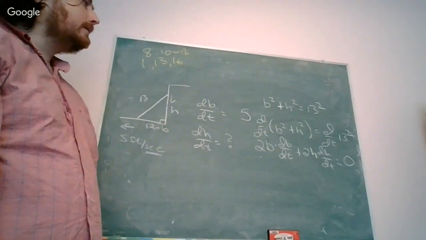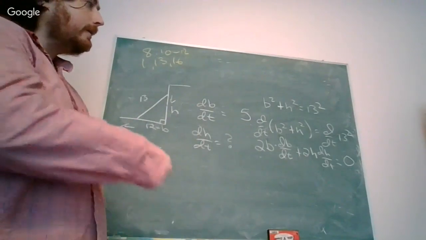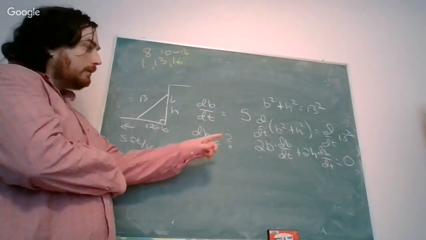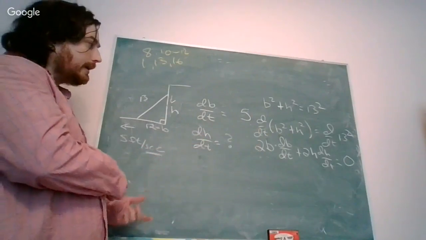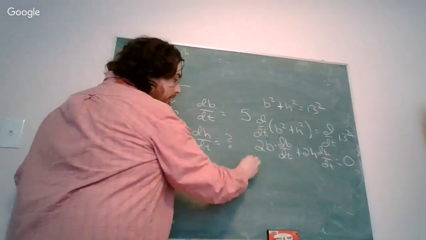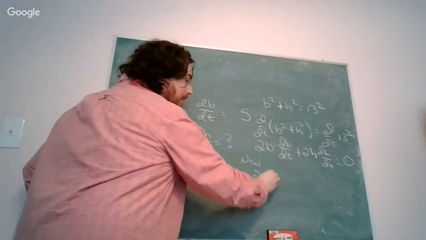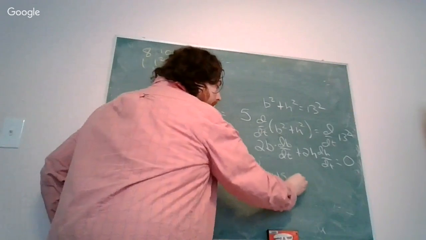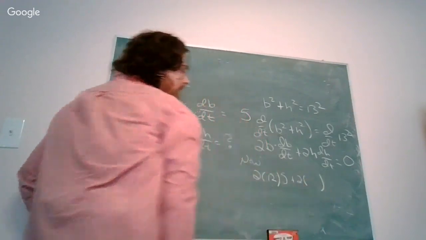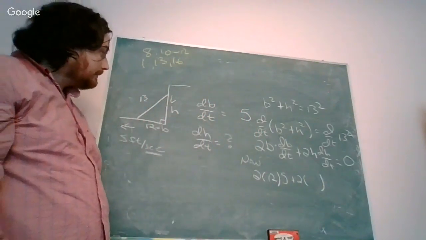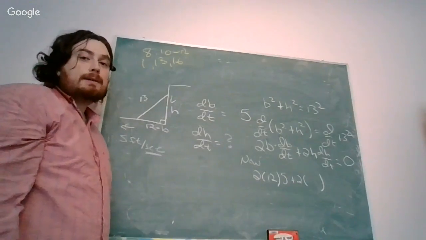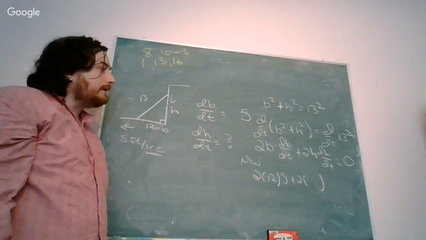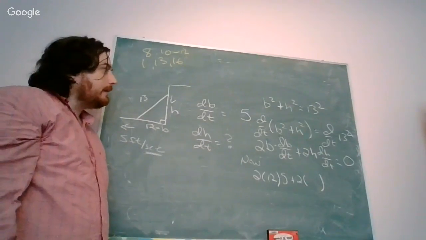All right, so now if we continue on, what we need to do now is just find dH dt right now. And so right now we know what b is, we know what dB dt is, so we can start plugging things in. So we can say, okay, right now, 2 times b is 12, dB dt is 5, plus 2 times, well, I don't know h, but it's not what I'm looking for, so I need to find h. So when I get into this situation, I need to look back over my equations and say, can any of these help me find h?